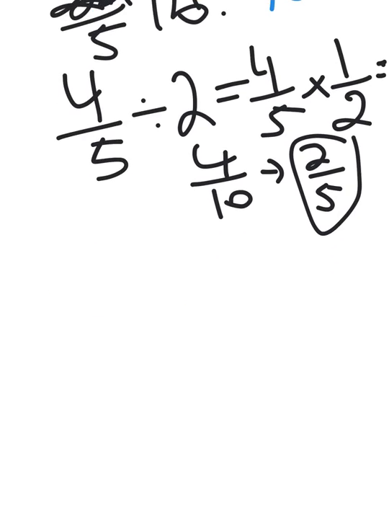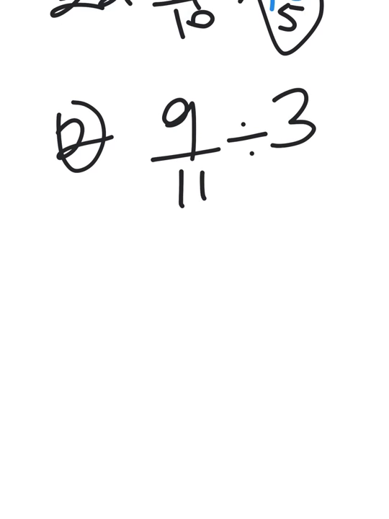Now please do guided learning number 2 on page 195 in your book. It says, find 9/11 divided by 3. You can use a model or you can use regular math, the second method that we were doing.